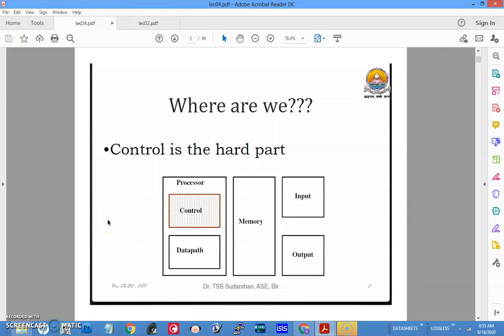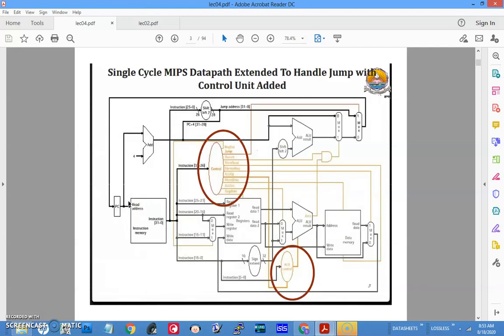So let us continue with the discussion. Now we saw the operation of the data path. It was very nice, provided you have the proper control signal at the proper time. So generating the control signal is the hardest part of data path design. We are going to see how we build the logic for these control lines.